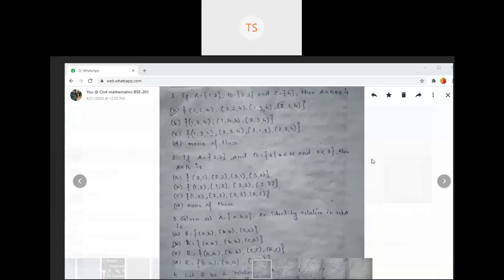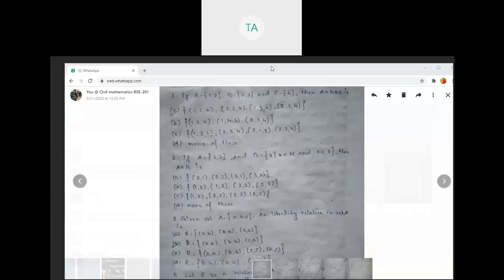Hello? This is the Cartesian product. Yes, Cartesian product. But why have I written 1, 2, 4? These are the correct ordered pairs. Yes, ma'am. That is why it's marked, sir.